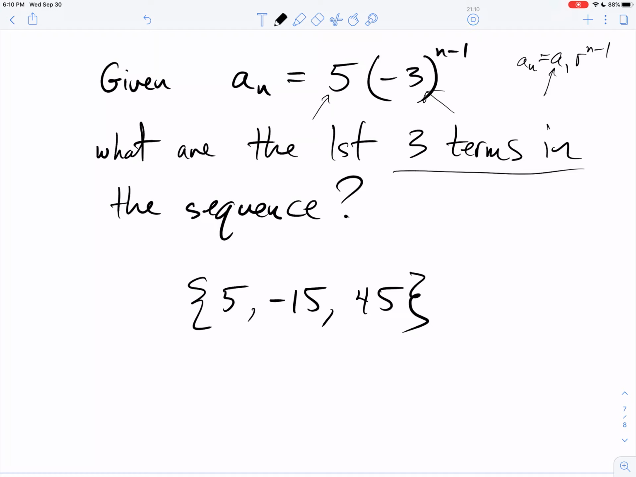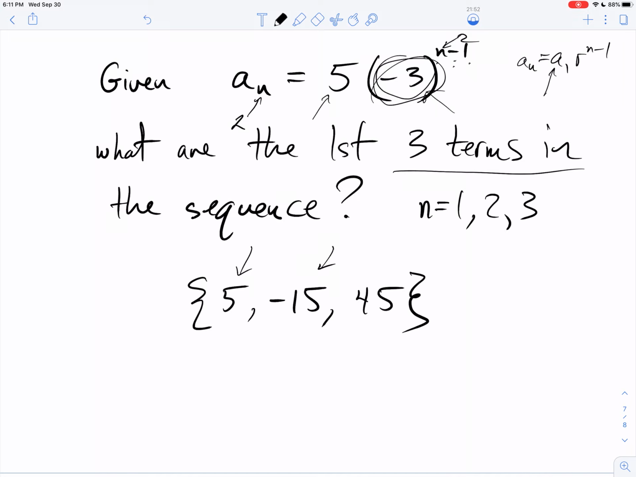Now, some people say, I didn't do it that quick. Slow down. Well, let me say it this way. If you need to know the first three numbers in a list, it's as easy as n equals 1, 2, and 3. Look, if I plug in 1 here, that means I'm putting a 1 here. 1 minus 1 is 0. Anything to the power of 0 is 1. 1 times 5. That's why this is a1. But if I plug in a 2 here, that would mean a 2 here. That would mean I'd have 5 times -3 to the first. Oh, that's 5 times negative 3. Oh, there it is.